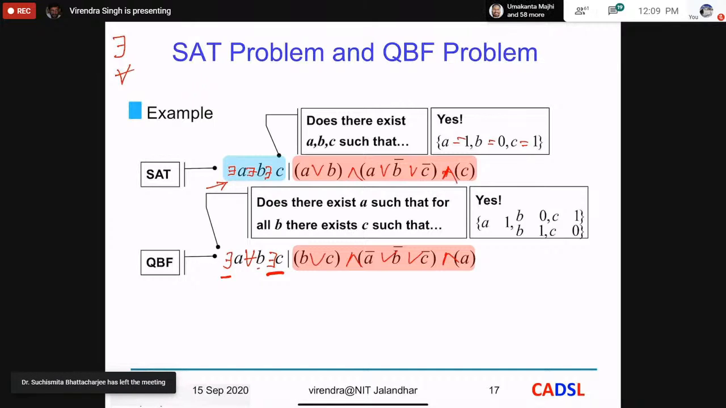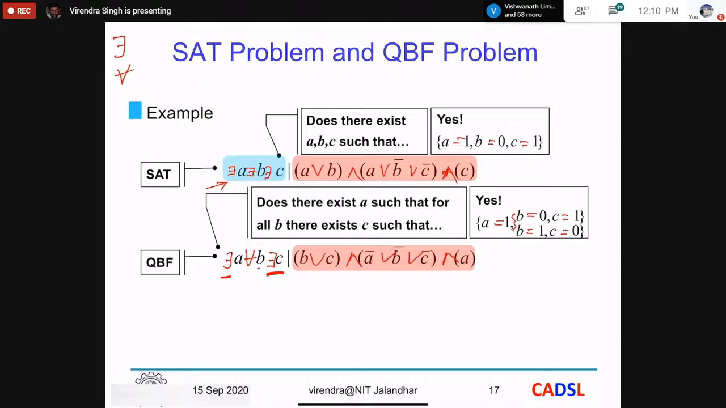Excuse me, sir. So I have a question. Sir, does this exist C come under the scope of for all B? All B, yes. C will come under. Yeah, all B's. Okay.